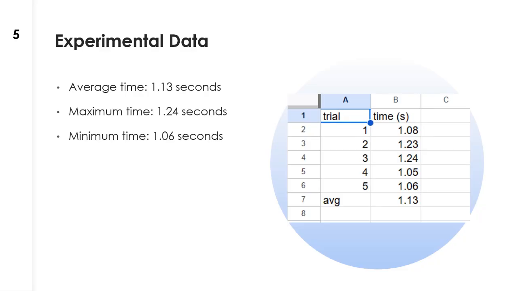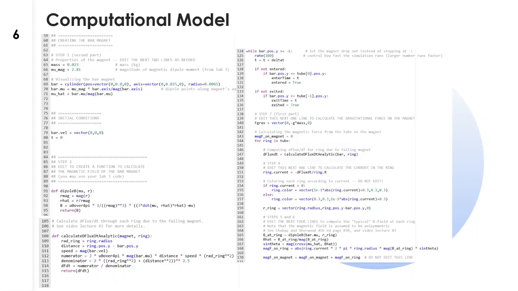In our experimental data, the average time for the magnet to fall was 1.13 seconds, and the times for each trial are also shown. For the computational model, first you can see us initializing the constants. The magnitude of mu was derived from the last lab, and it was 2.81. Then we visualize the bar magnet.